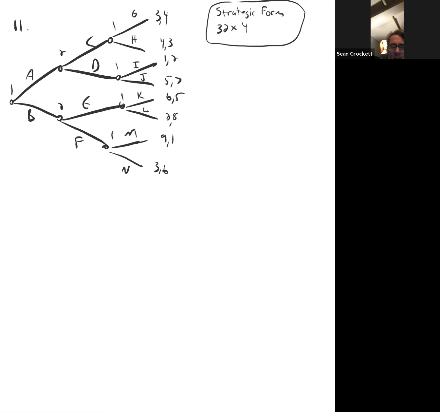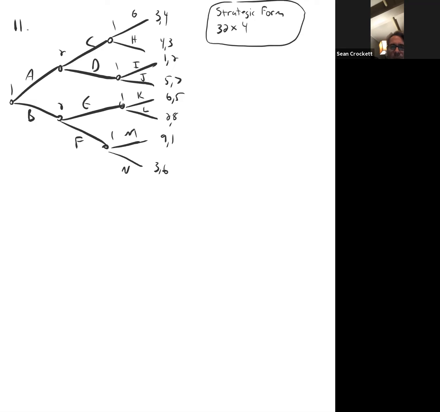And so say each of them is 2. So it's going to be 2 times 2 times 2 times 2 times 2, 2 to the 5th. So anyway, representing that in the strategic form is going to produce a whole lot of Nash equilibria that aren't subgame perfect. The question didn't ask to put that into the strategic form, but it's useful to think about.